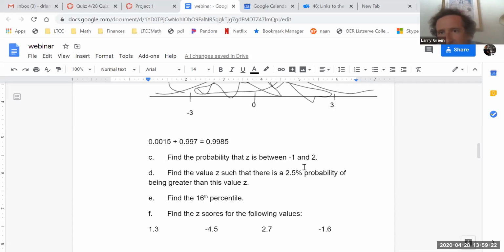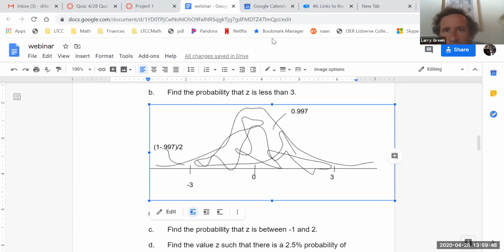Let's do a group chat, a group meeting kind of thing, smaller groups. And let's see if you can find the probability that z is between -1 and 2. Let's type that in the chat in case you use it. So find the probability that z is between -1 and 2. And what I'm going to do, I have to stop share because I don't know how to do it without stopping share.